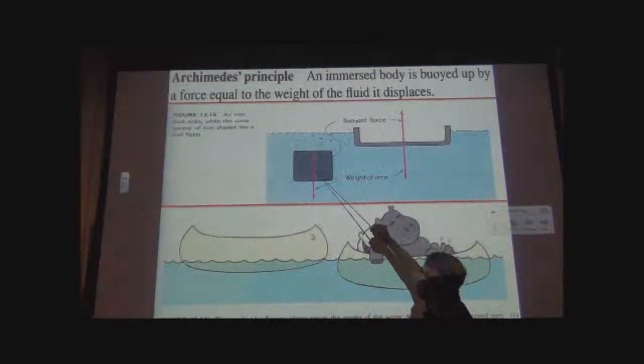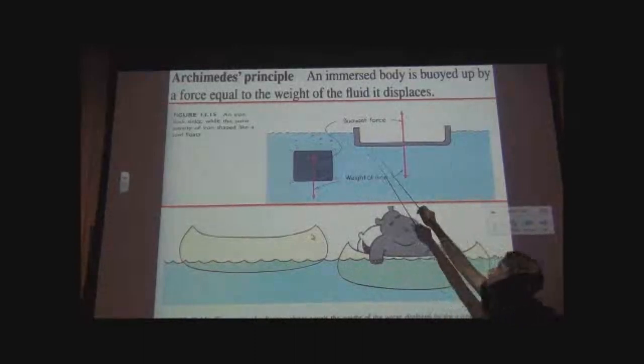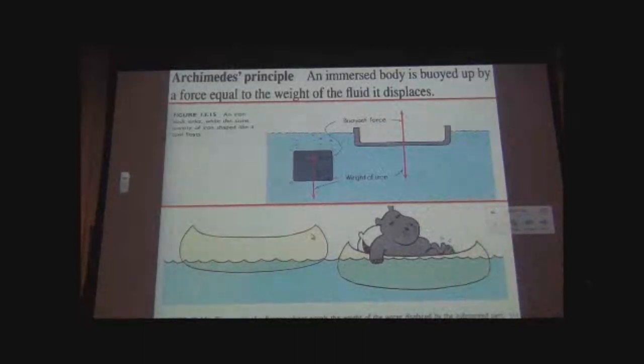So if I had a big cube of iron, and if I were to just drop it into the ocean, it would just sink to the bottom. Now I take exactly the same iron and I make it into the shape of a boat or a ship, and I put it on the water, it floats. Why? The same thing that sank here is now floating. What changed?